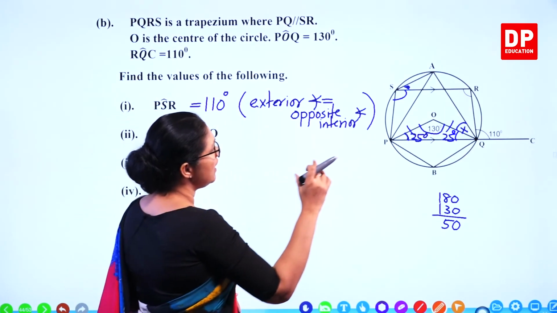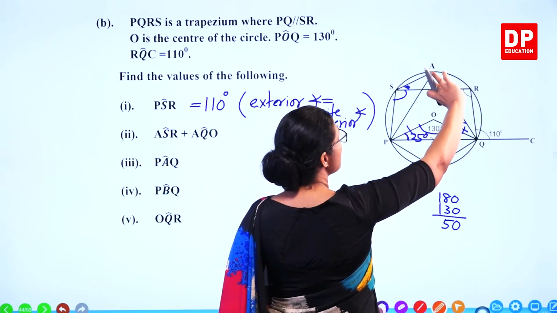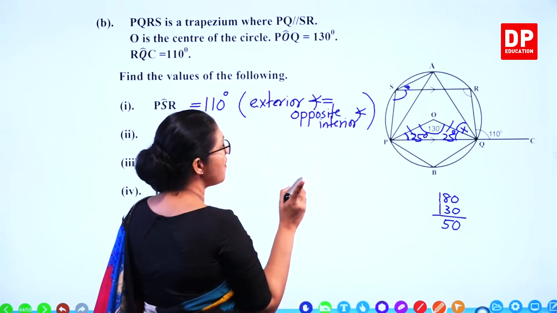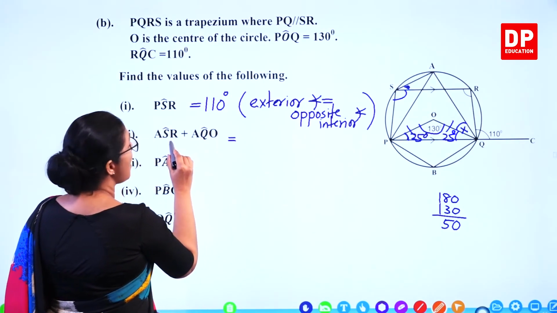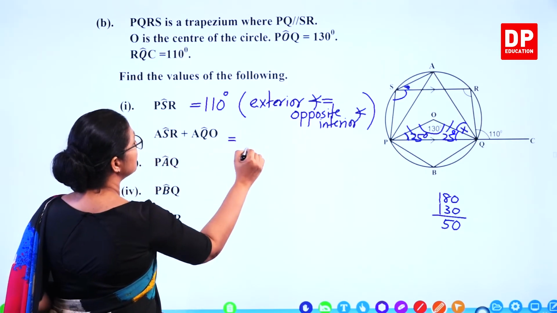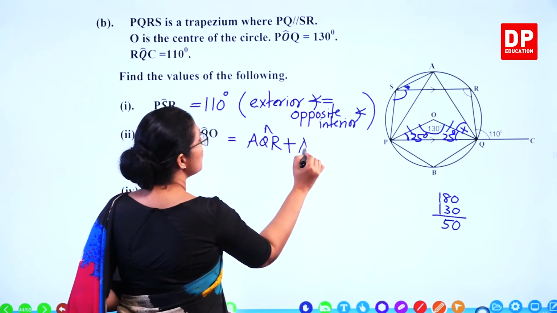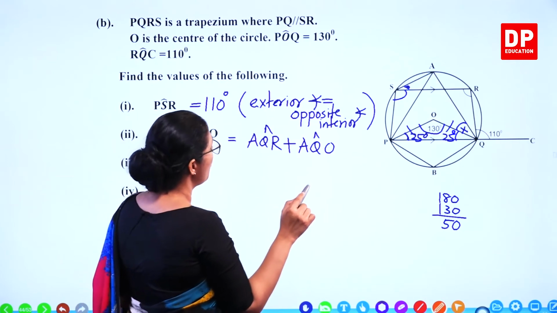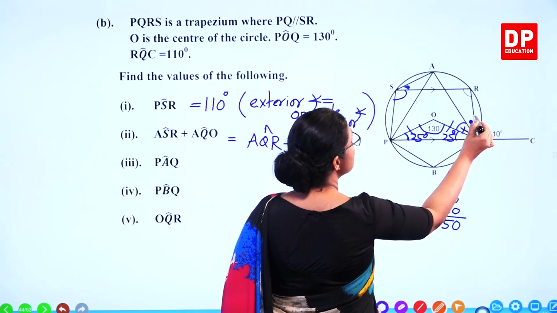And look carefully. To this AR arc, this angle and this angle both are the same. So I'll put ASR angle. I'll write here, ASR angle is the same as AQR angle. And AQO. What is AQR and AQO? AQR and AQO, this angle.